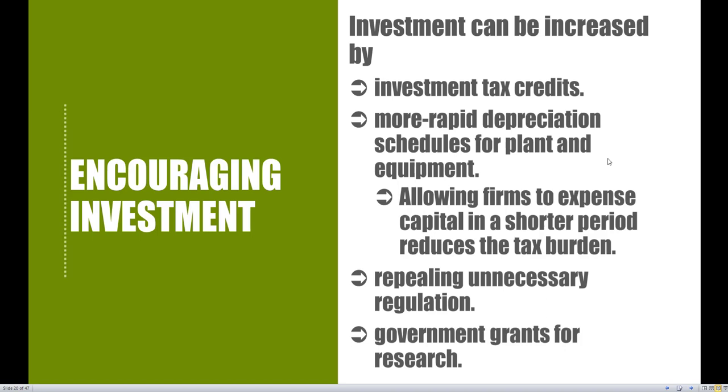Another thing that they can do is having more rapid depreciation schedules for plant and equipment, and this is going to be a little bit more of an accounting sort of terminology. So first in, first out, first in, last out, last in, last out. Those are all things you're going to see in your sort of accounting classes.